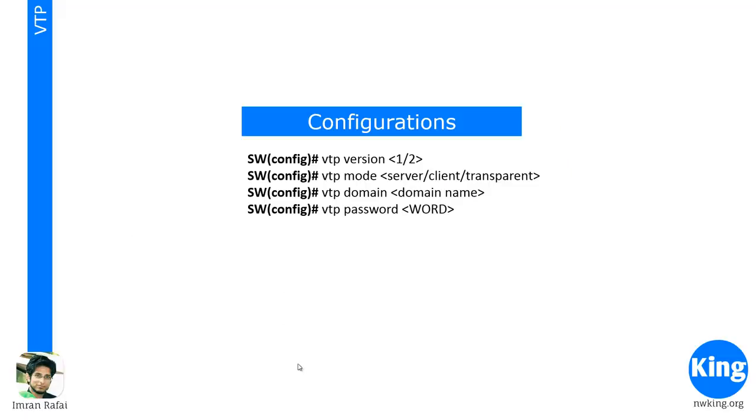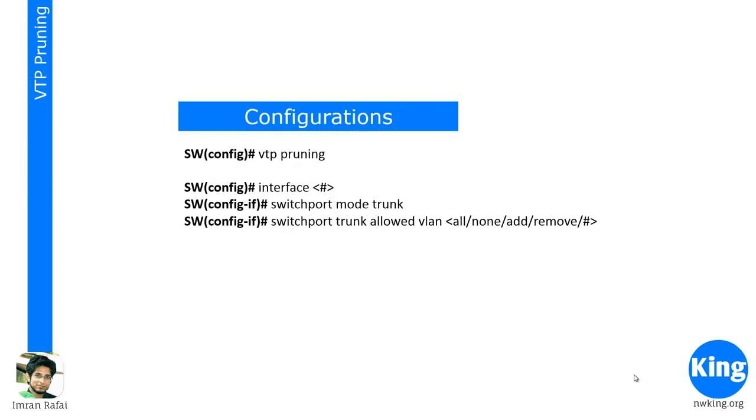Right. So the next topic, these are the things. VTP configuration: VTP version number 1 or 2, VTP mode server, client, or transparent. Like I said, if you put it in transparent mode, it is not going to update its own VLAN database, but it is going to pass those advertisements to the neighboring devices. VTP domain name, set a domain name. VTP password, just have to put a password. Next, we talk about VTP pruning.